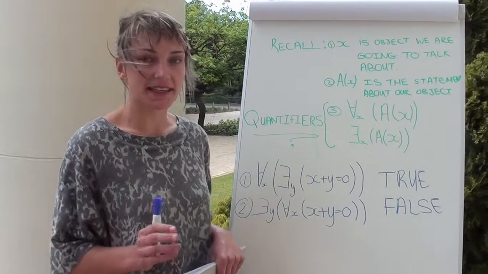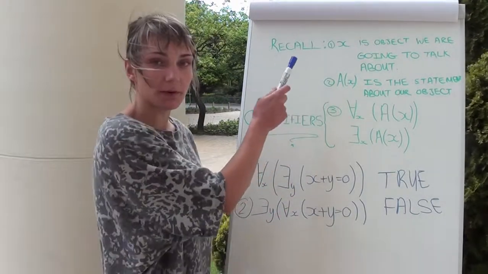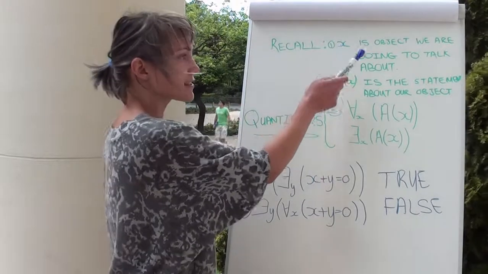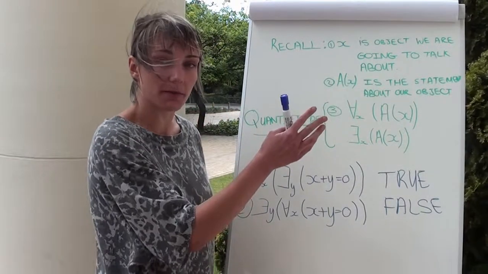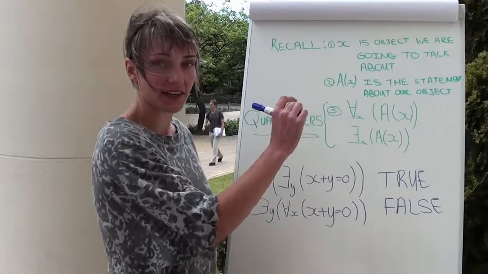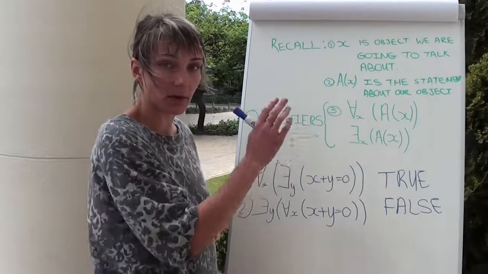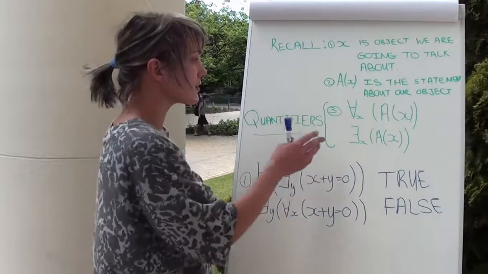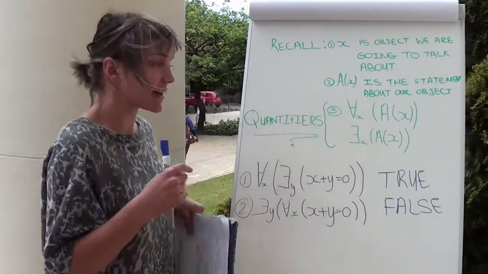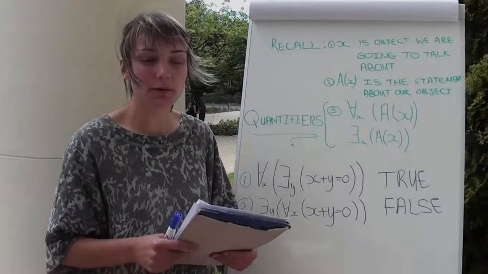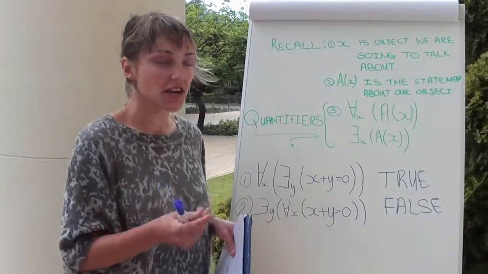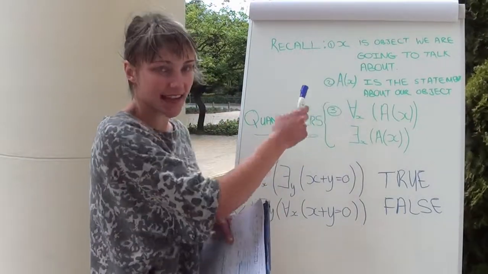When we start mathematics, we always first agree about what we are going to talk about. X is always the object we are going to talk about, or any small letter, not a capital letter. And then A(X) is always the statement about what we are going to talk about. And then always in our third level, we have connectors and stuff. We always want to ask ourselves how much of this statement about X is actually true.